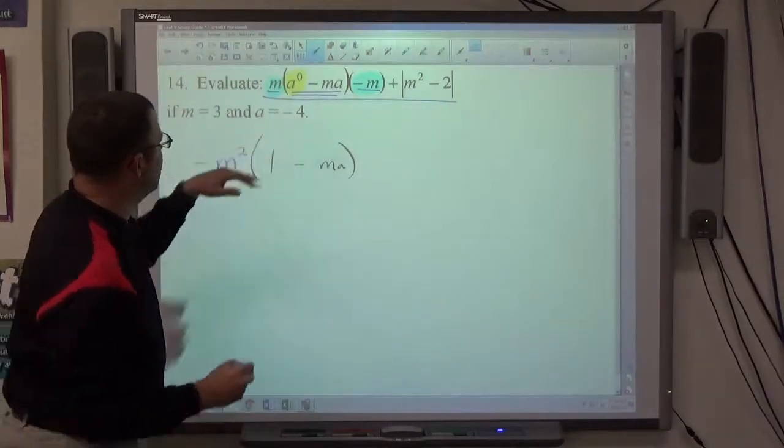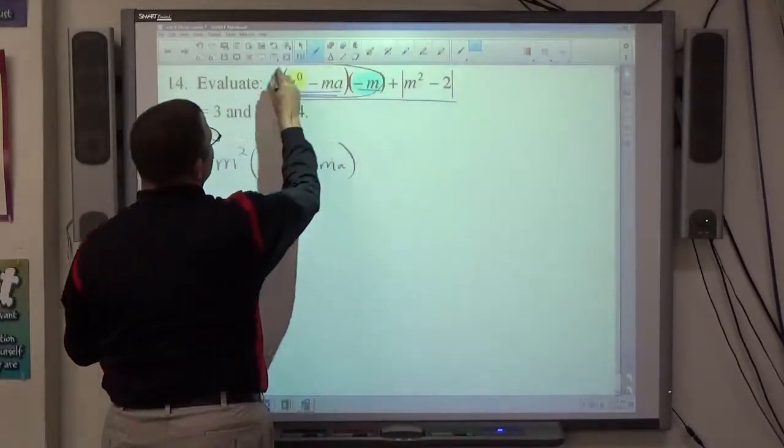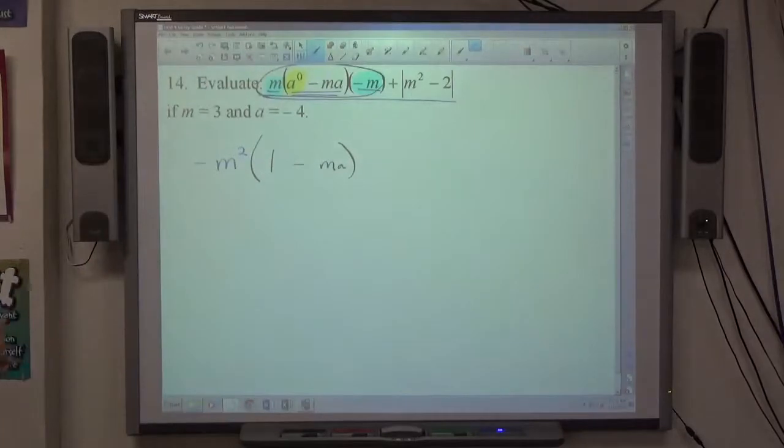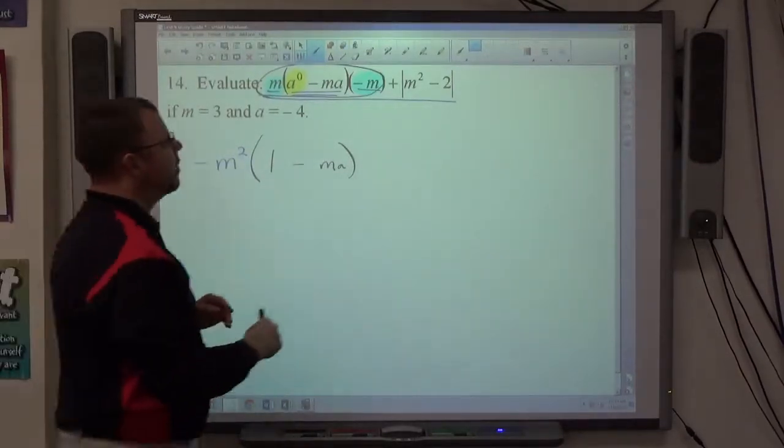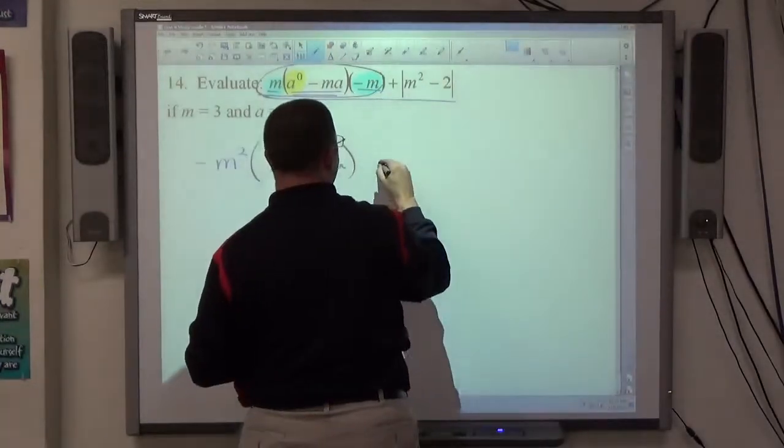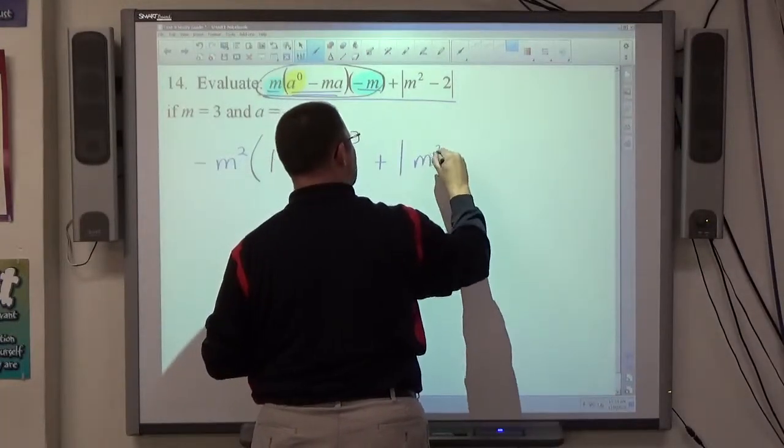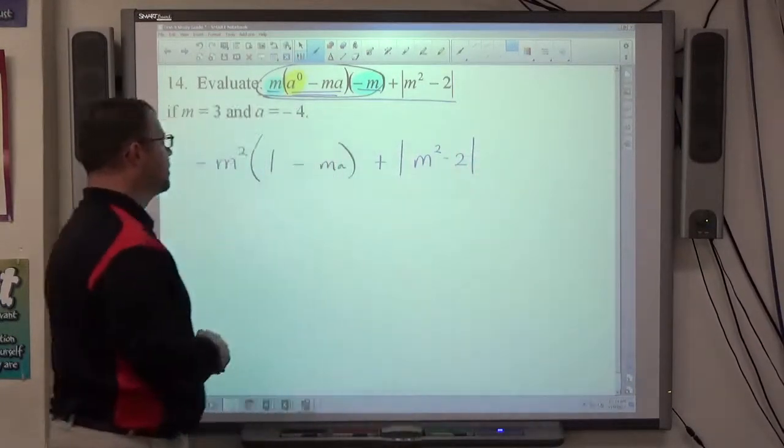So that first piece here, which is all this here, is the same as right there. You're going to get the exact same expression on the test, so know that's possible. The second expression I can't make any prettier than it is, plus absolute value of m squared minus 2. So I'm going to leave that as is.